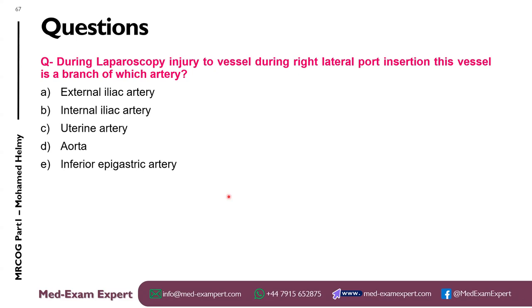He's saying during laparoscopy, injury to a vessel during right lateral port insertion. This vessel is a branch of which artery? Yes, we know it's the inferior epigastric, but he's not asking about the artery itself. He wants the origin of the artery. He's saying the inferior epigastric is a branch of which artery? So the answer will be external iliac artery.